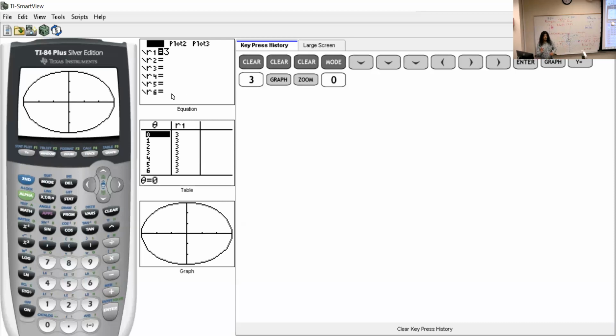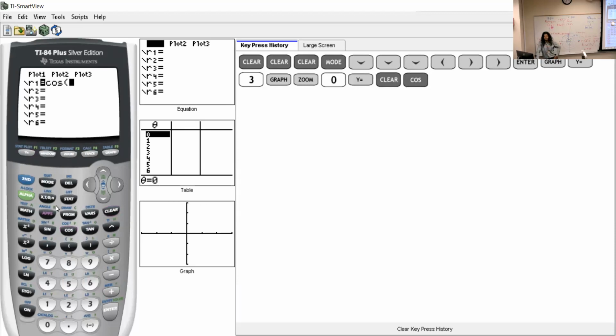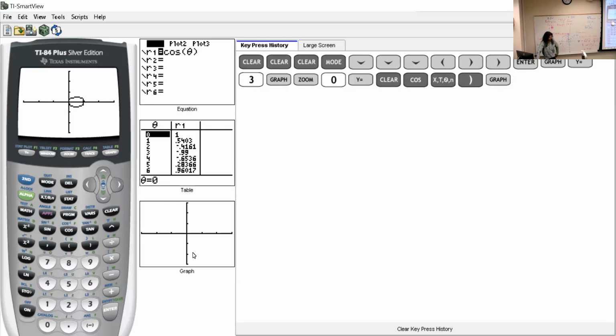Easier way to remember, you can't get a circle if you don't go in a circle. Right? So you have to move along the angles to form the circle. So it is a function of theta. Okay. Let's see. I'm going to put cosine. When we press our usual button, X, T, that one right there, it will automatically put in theta. Graph. That's what I get.